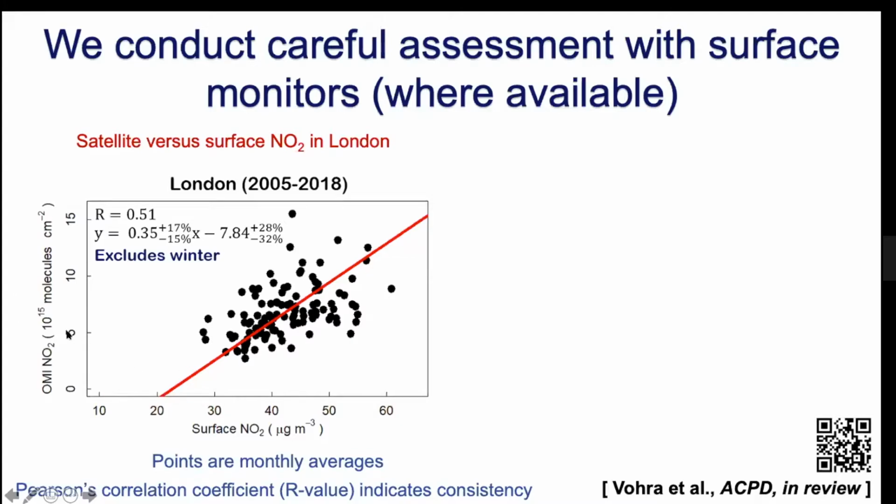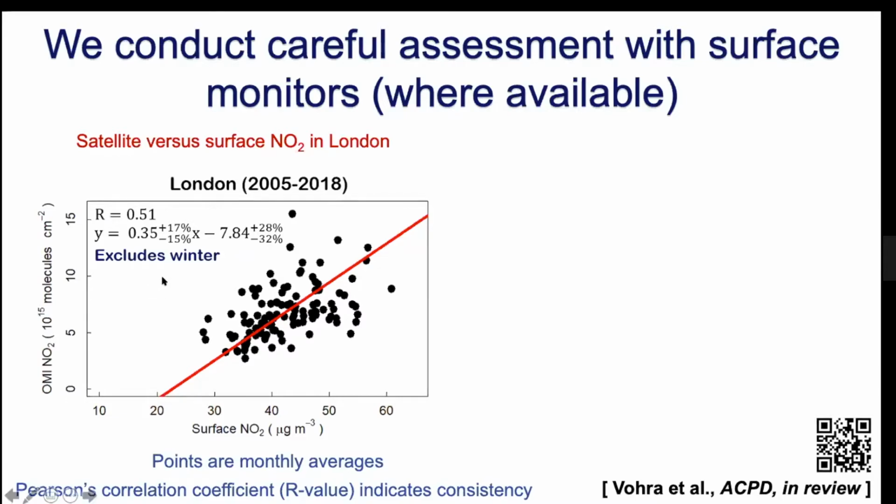make them comparable. Each of these points here are monthly averages, and the Pearson's correlation coefficient indicates consistency. Like here, the value is 0.51. So it's important to note 0.51 is perfectly fine because here we are comparing a columnar density to a surface concentration or a mass concentration. So it's perfectly fine to have an R value of anything greater than 0.5.